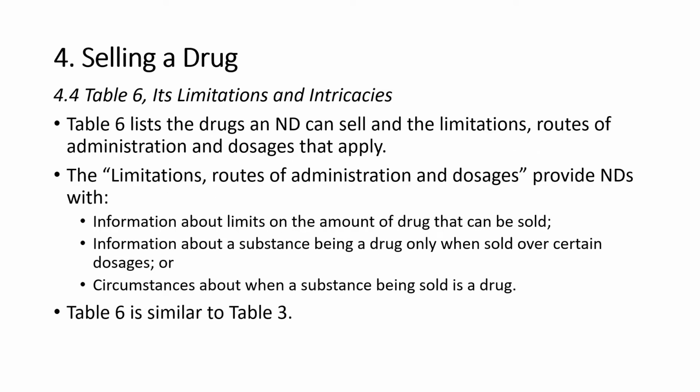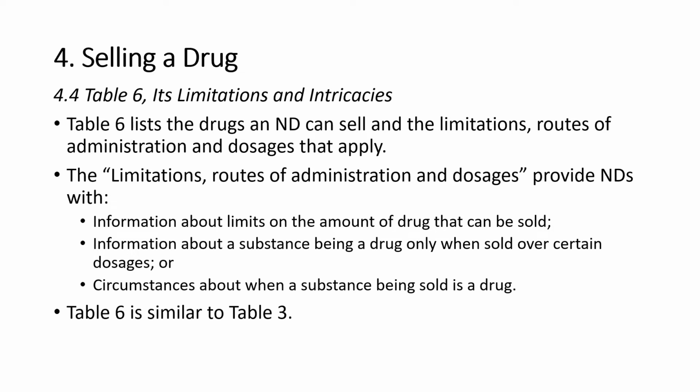Table 6. Its limitations and intricacies. Table 6 lists the drugs an ND can sell and the limitations, routes of administration, and dosages that apply. The limitations, routes of administration, and dosages provide NDs with information about limits on the amount of drug that can be sold, information about a substance being a drug only when sold over certain dosages, or circumstances about when a substance being sold is a drug.